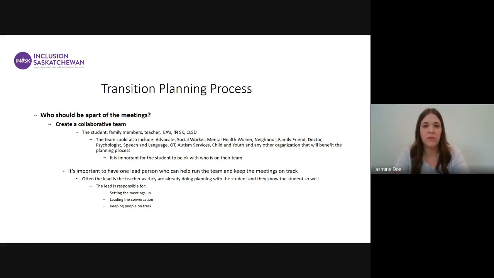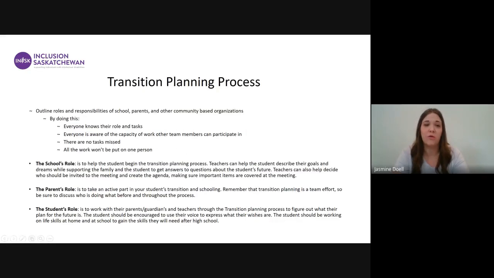So the roles and responsibilities of the school, parent, and other community-based organizations should be outlined. By doing this, everyone knows what their role is, and everyone is aware of the capacity of work other team members can participate in. There is no task missed. All the work won't be put on one person, and this will also help you eliminate or prevent overlap of services. Overall, more brains mean more ideas of supports and services. And just remember that everyone can help in a different way.